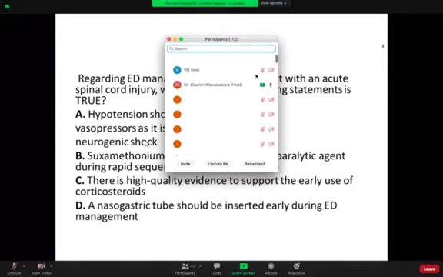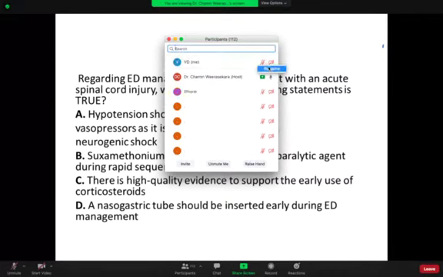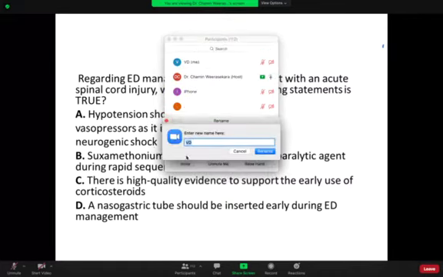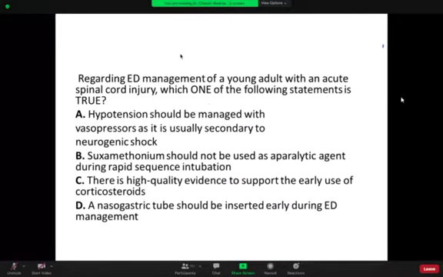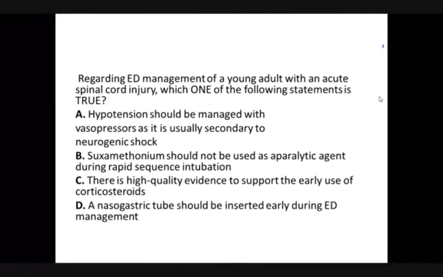Hypotension should be managed with vasopressors as it is usually secondary to neurogenic shock. If a young patient comes, what are the causes of hypotension in that patient? In a trauma patient, say a trauma patient comes to the ED, or to a district hospital, someone who fell from a coconut tree with a broken back. So what are the causes of hypotension in any trauma patient?